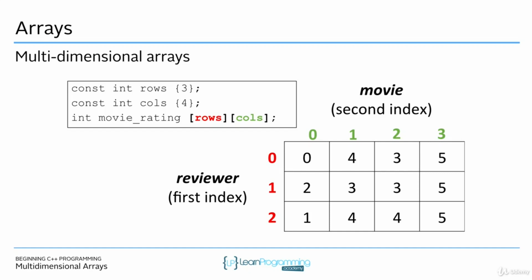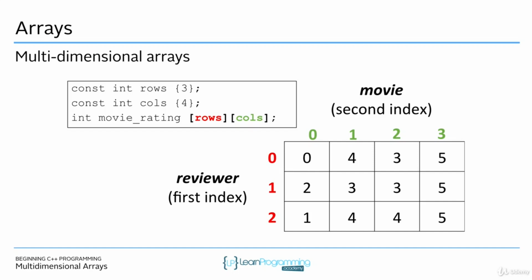Suppose we want to collect movie ratings. We have movie reviewers, and each reviews a series of movies with an integer rating from 0 to 5. We have 3 reviewers, and each has to review the same 4 movies. We could choose to model this data by having one array of movie ratings for each reviewer. So we could declare 3 arrays of 4 integers each and solve our problem like that.